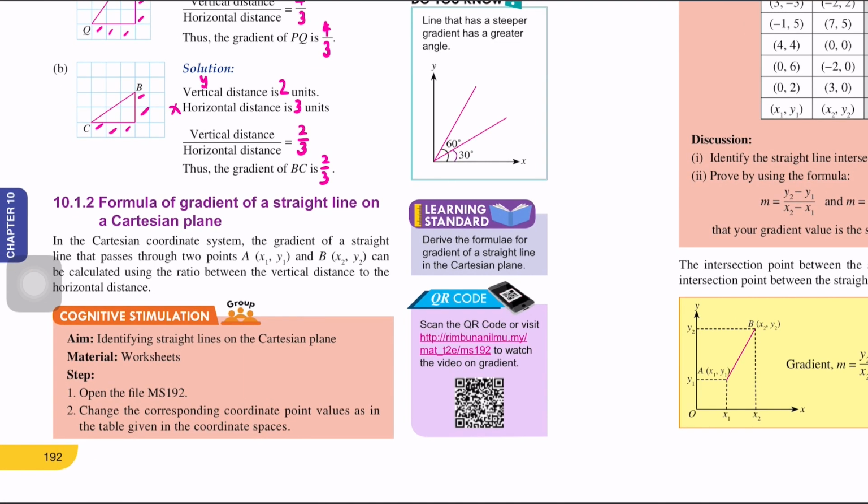No. Okay. The learning standard is to derive the formula for the gradient of a straight line in the Cartesian plane. So the formula of a gradient of a straight line on a Cartesian plane. In the Cartesian coordinate system, the gradient of a straight line that passes through 2 points A, (x1, y1) and B, (x2, y2) can be calculated using the ratio between the vertical distance to the horizontal distance. Same thing as the previous example.